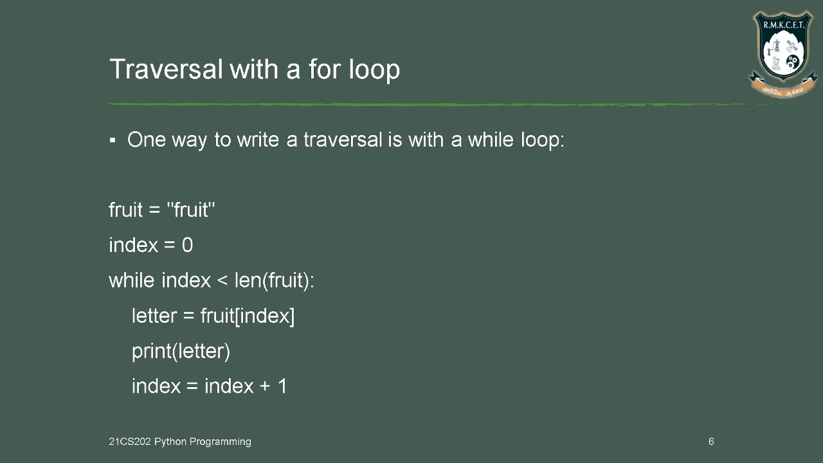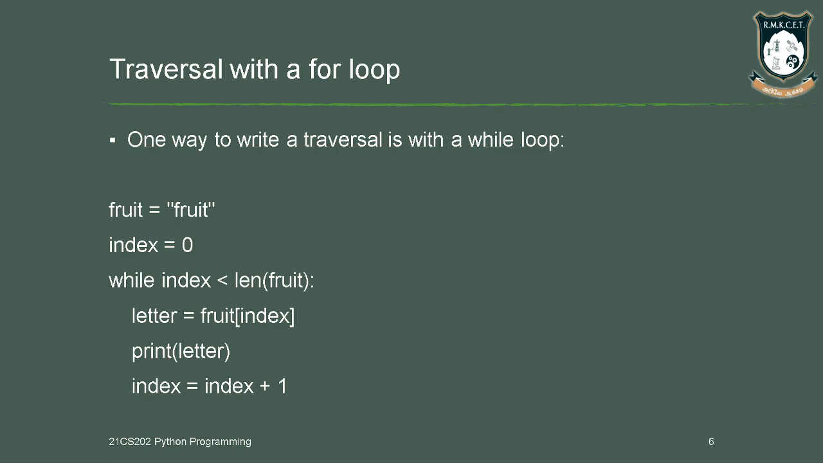Next, we are initializing a variable called letter, and in that letter we are taking the character through the index number. Fruit of index, so first fruit of 0 is taken. The fruit of 0, or the index number 0, contains the value f.